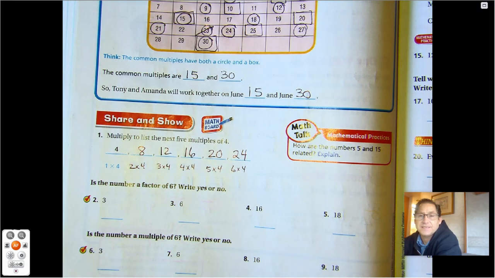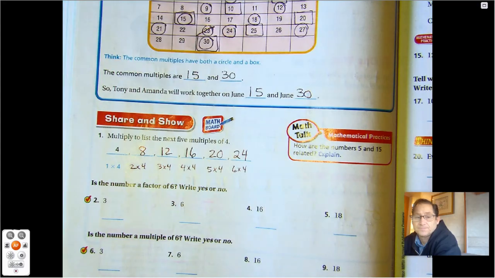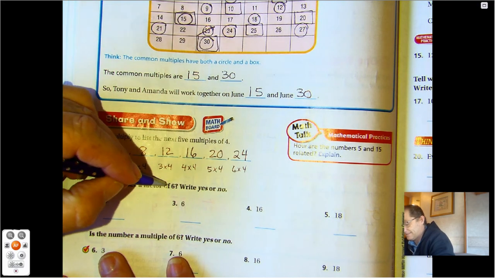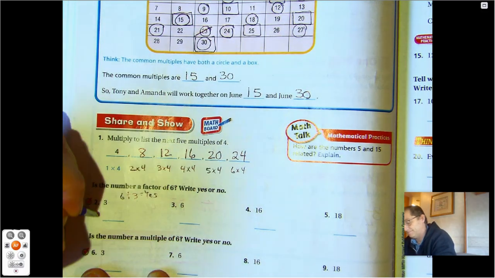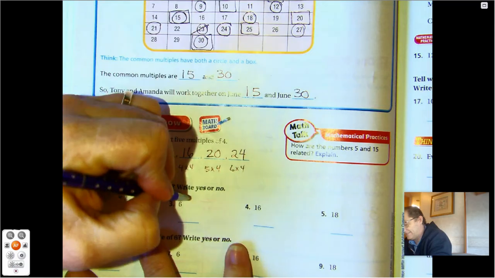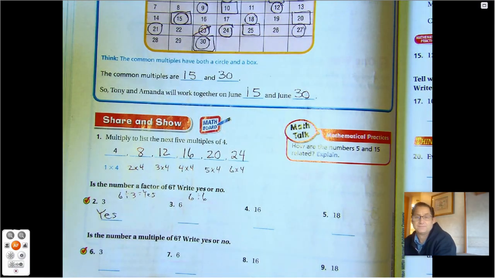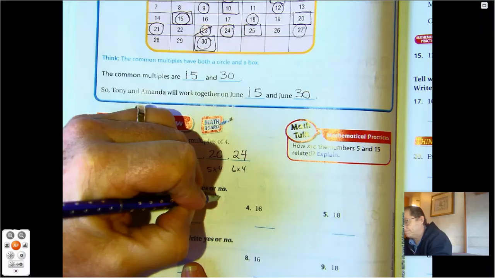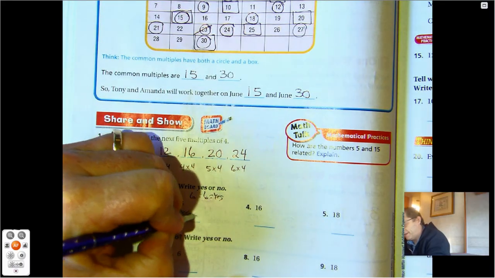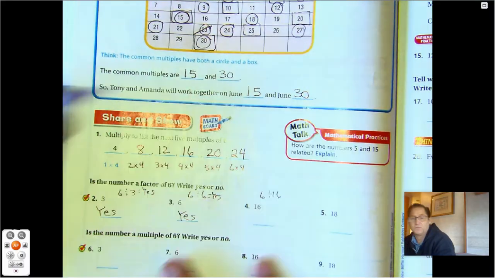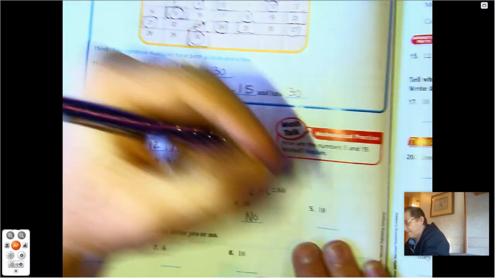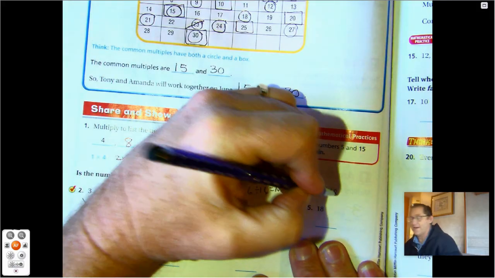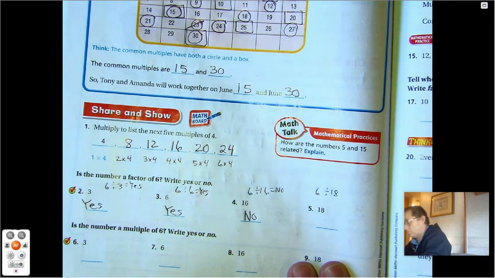Is the number a factor of 6? The number is a factor of 6 if 6 is divisible by that number. So is 6 divisible by 3? Yes. Is 6 divisible by 6? Yes. Is 6 divisible by 16? No. Is 6 divisible by 18? No.